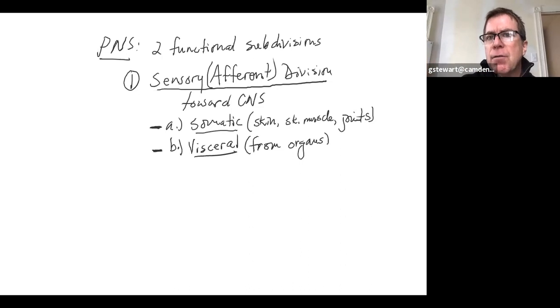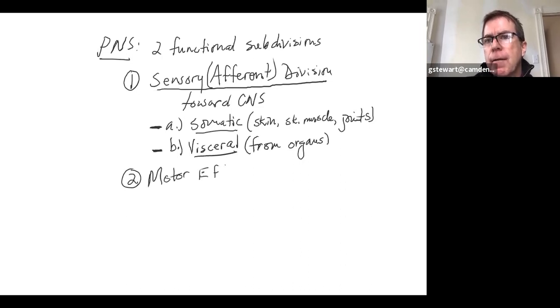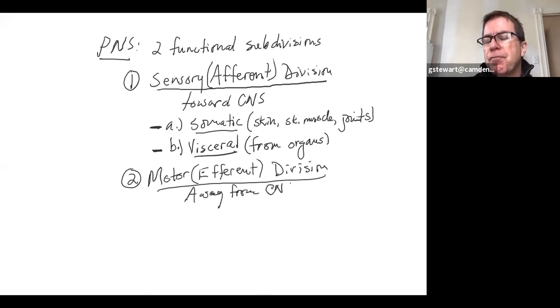So we have a sensory afferent division and a motor efferent. Efferent just means taking impulses away from central nervous system. And there are divisions of this as well.